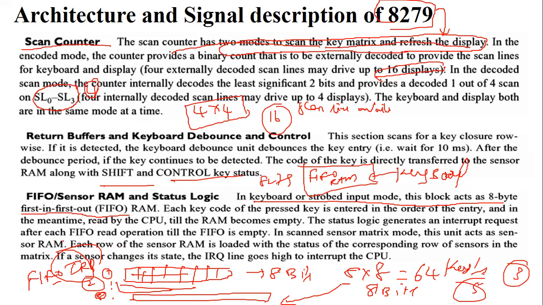Once the data is read, the FIFO sensor RAM is empty. Only then can it store other information. Remember, empty here does not mean the key information is erased. Empty means you just overwrite. In this case also, you just overwrite.